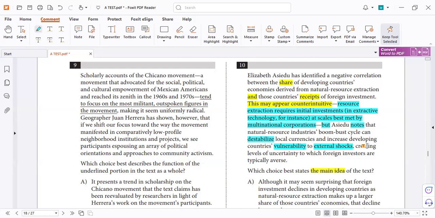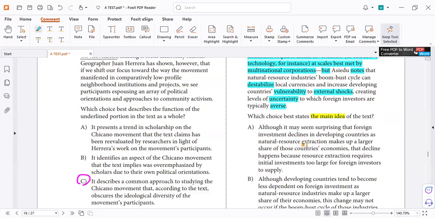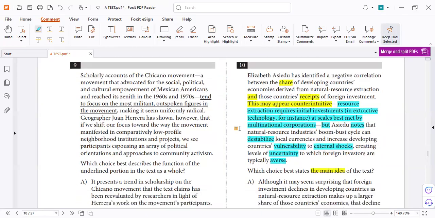And that is creating a lot of uncertainty. So the finding is horrible: uncertainty and vulnerability, to which foreign investors are averse, which means they hate it. So that is the point. Now we need any answer to support this one. That is the main point.